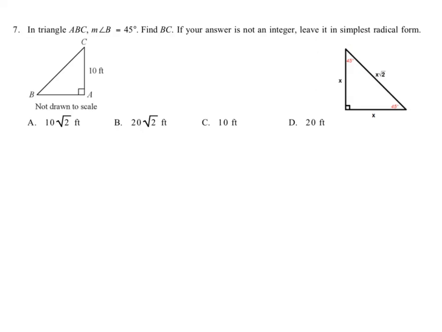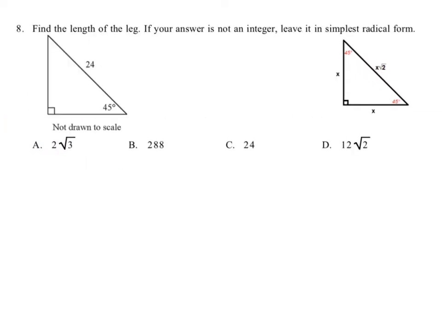Now, for problem 7, they're telling you it's a 45, 45, 90, and that the leg is 10. Find BC, which is the hypotenuse. So what do you do with the leg length, also known as x? You multiply it by root 2 in order to get the hypotenuse. So we multiply 10 by root 2 and get 10 root 2, and the units are feet. That couldn't be simpler. That's A.